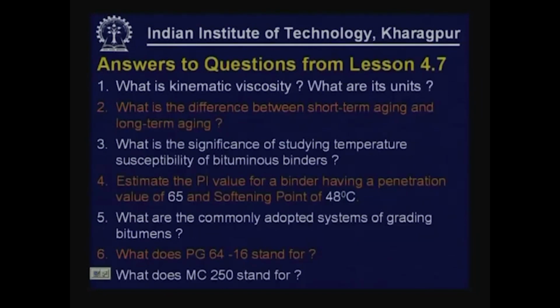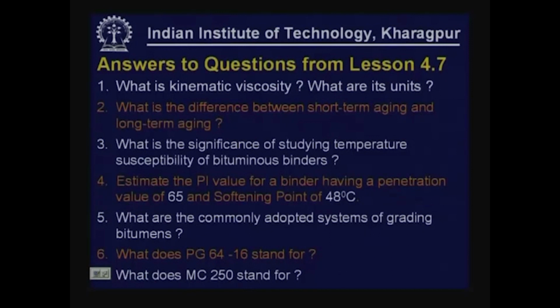Now, let us take up the answers for the questions that we asked in lesson 4.7. The first question was, what is kinematic viscosity and what are its units? We have seen absolute viscosity is the fundamental rheological property of bitumen, but it does not really take into account the inertial force. So, it has been seen to be convenient to use the ratio of viscous force and the inertial force. That is what kinematic viscosity is about.